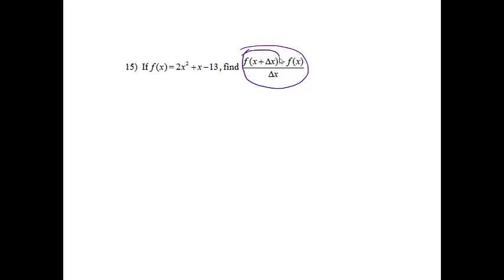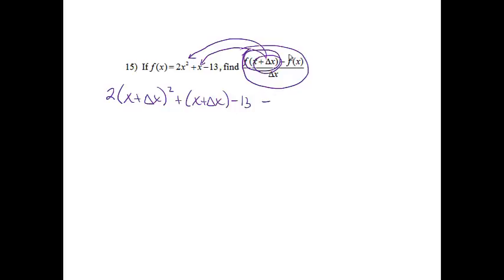So this says f of (x plus delta x), which means wherever I see an x in the function, I am going to put x plus delta x. So I'm going to put x plus delta x there and here. So I'm going to have 2 times, instead of the x, I'm going to put (x plus delta x) squared, plus (x plus delta x) minus 13. Okay, so that was this whole first part.